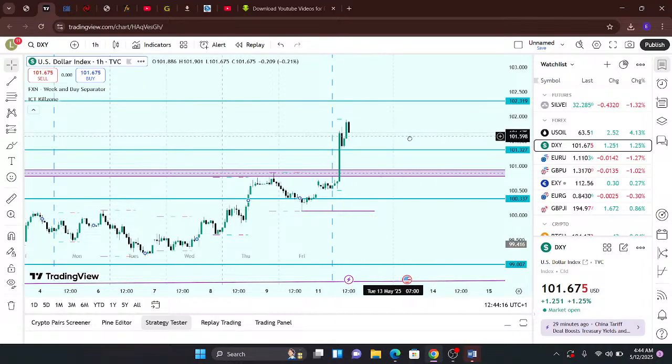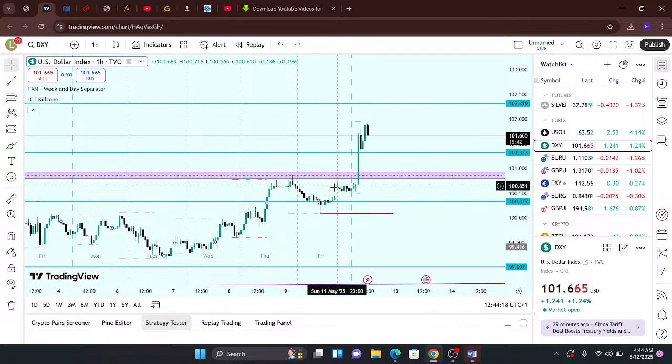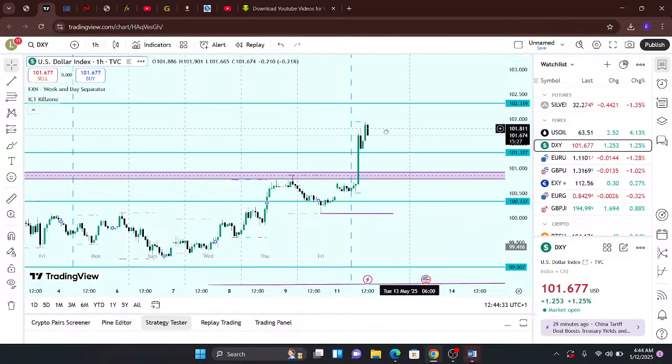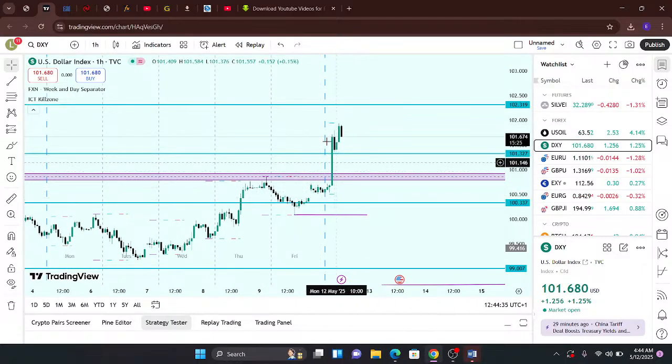So I want you to pay attention to what the market did yesterday, which was Sunday, and today is Monday. Look at the market open for the week right here. It formed a gap right here. I'm on the 1 hour time frame on the dollar index. So the market gapped up and formed a vacuum right here.